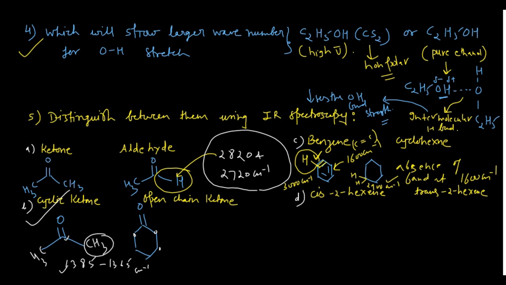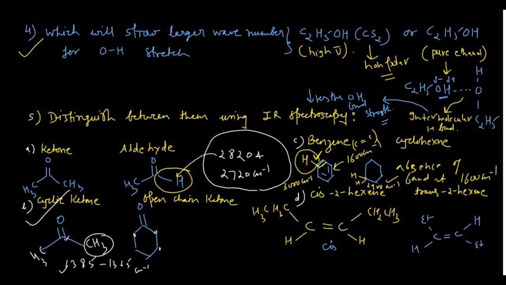Now my next problem is cis 2 hexene and trans 2 hexene. So cis and trans, you can write like that. See, this is your carbon double bond carbon, and you can put hydrogen here and hydrogen here. This is CH2, this is CH3, this is CH2, this is CH3. And if you change the position, this is the carbon double bond carbon, and you put the hydrogen diagonally. Then you can write Et here, Et here. So this is your trans.